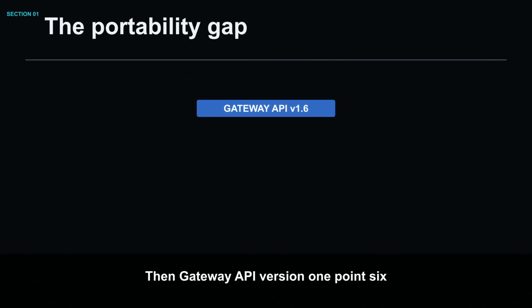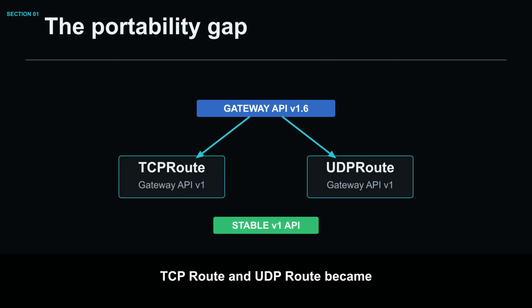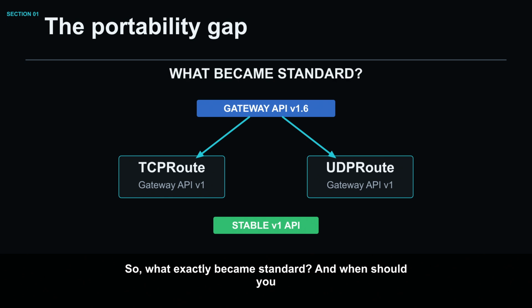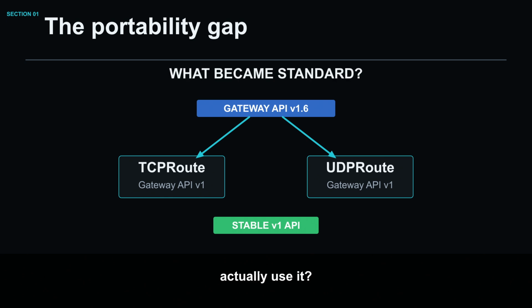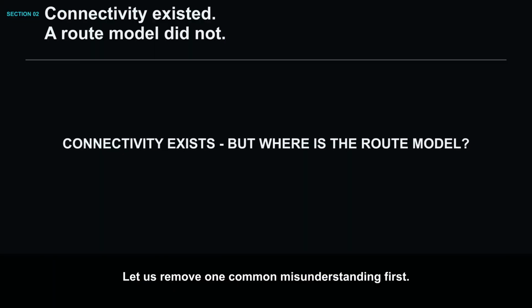Then Gateway API version 1.6 changed the boundary. TCPRoute and UDPRoute became stable APIs. So what exactly became standard? And when should you actually use it? Let us remove one common misunderstanding first.